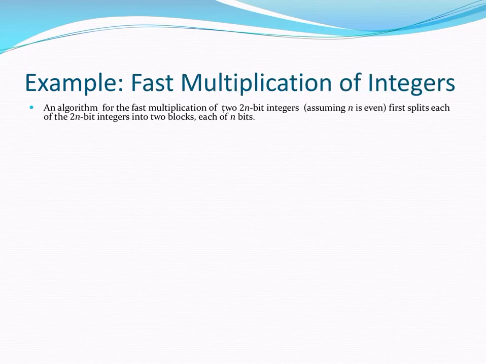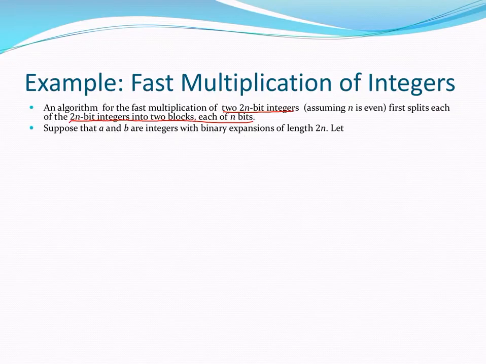That's fast multiplication of integers. All right, so if I want to multiply two binary integers of length 2n each, and we'll assume that n is even, and we can do that by adding zeros as needed to the left of the numbers. First, we're going to split those integers into two blocks, each having n bits. So a and b are our integers. They have binary expansions of 2n.